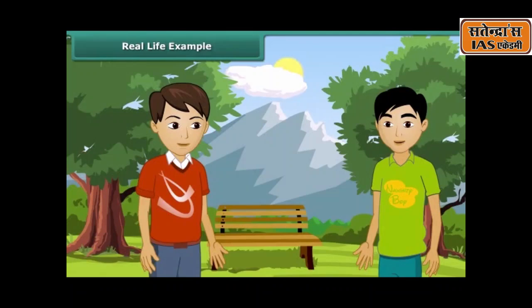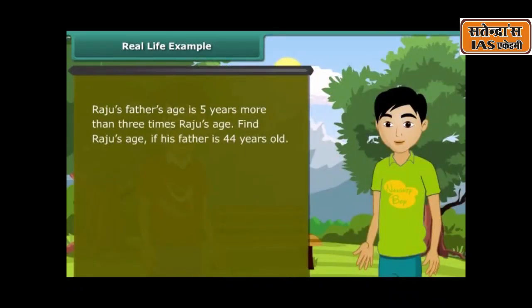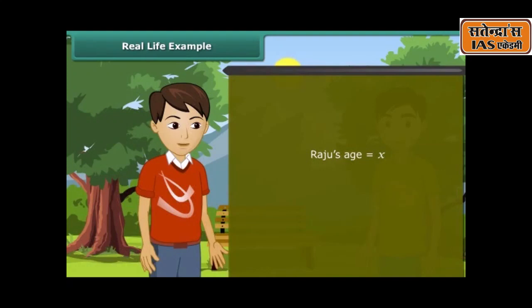Ajay, now you know how to solve the equation. There is one problem for you. Ask. Raju's father's age is 5 years more than 3 times Raju's age. Now find Raju's age if his father is 44 years old. We have to find Raju's age, therefore we will take it as x. Now 5 years more than 3 times Raju's age is 3x + 5, which is equal to 44.